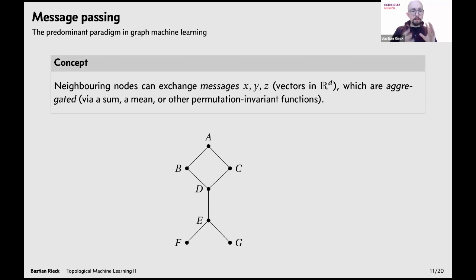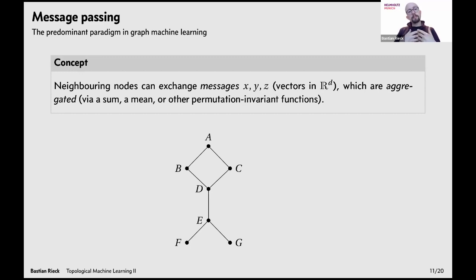Now, before we delve into that, I want to take a little bit of time to talk about message passing, which is still the predominant paradigm in graph machine learning at this point. As a caveat and a disclaimer, I do want to state that there are also graph neural networks that don't use message passing, but the large variety of methods and architectures we're seeing means that the biggest chunk of the methods is actually based on some form of message passing. And message passing is a very simple but powerful concept. It essentially goes like this.